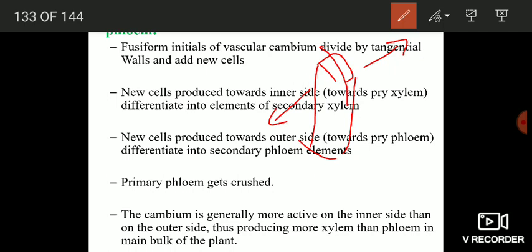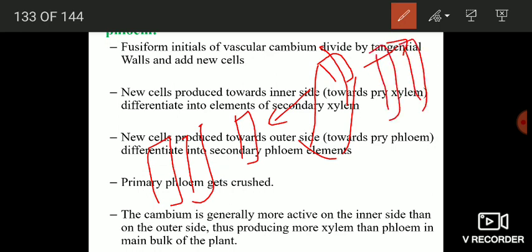The new cells which are produced towards the center, towards the inner side, towards the primary phloem, differentiate into elements of secondary xylem. They form tracheids, they form vessels of secondary xylem. And the new cells which are produced towards the outer side form the axial or longitudinal elements of secondary phloem. They form the sieve tube elements.